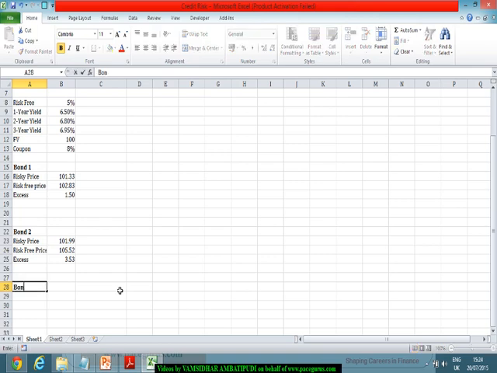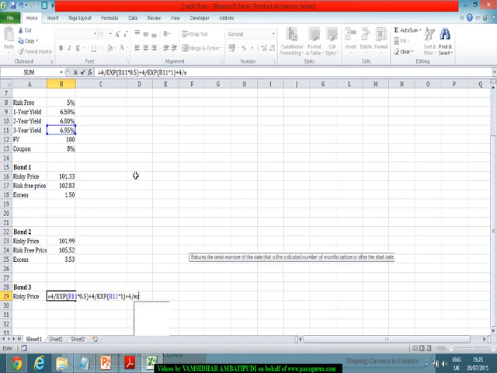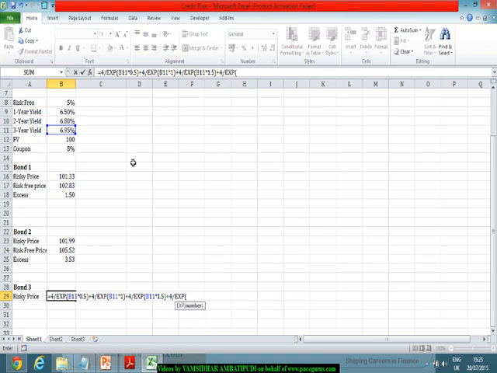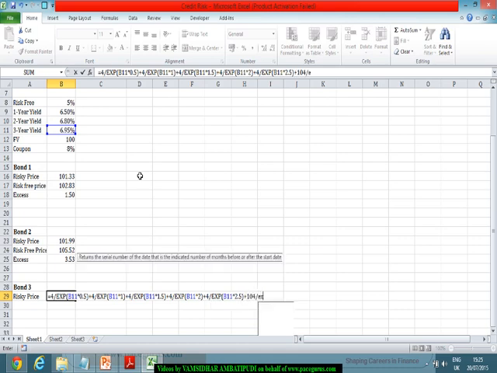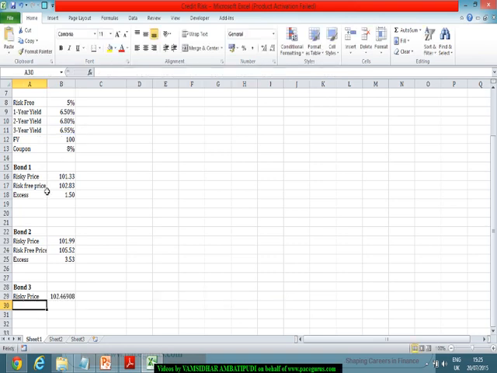Similarly, if I go with the calculation associated with bond 3, I can find the risky price, which comes out as 4 by e to the power of 6.95% times 0.5, 4 by e to the power of 6.95% times 1, 4 by e to the power of 6.95% times 1.5, 4 by e to the power of 6.95% times 2, 4 by e to the power of 6.95% times 2.5 plus 104 by e to the power of 6.95% times 3, resulting in a risky price equivalent to this much.